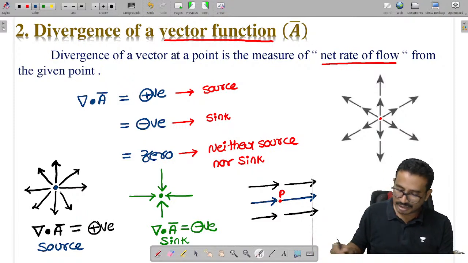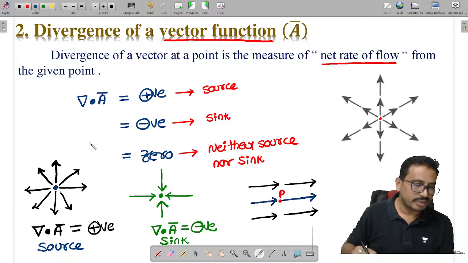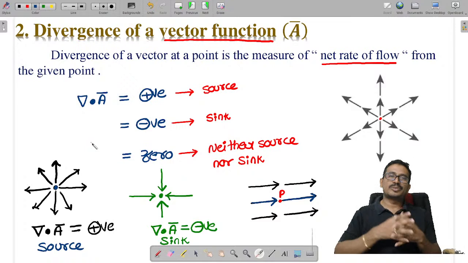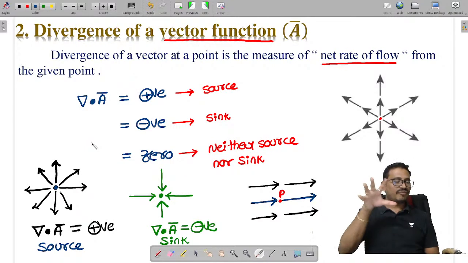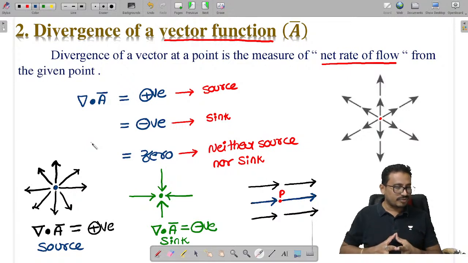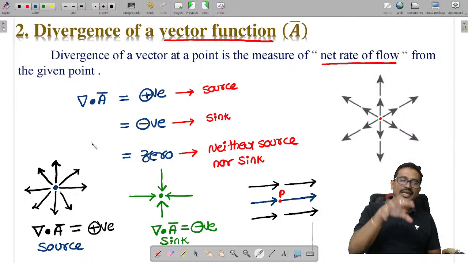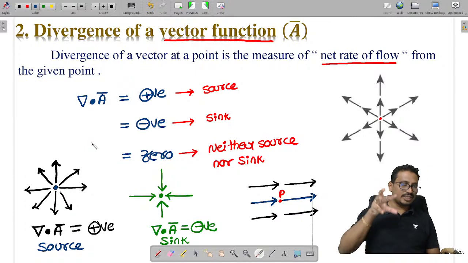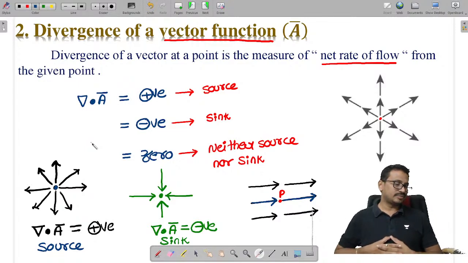Okay. Now, if you consider this as the best example of a source, consider your parents as the source for you. Now you tell me, what is the divergence at your parents? It is positive. Your parents are the source for you, right? Now in your case, you are the sink. You are absorbing, you are consuming, you are dissipating. So in your case, divergence is negative. At your parents it is positive, and in your case it is negative. Is it fine, all of you?